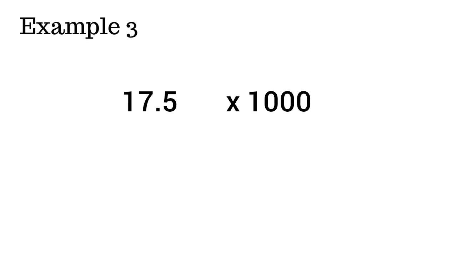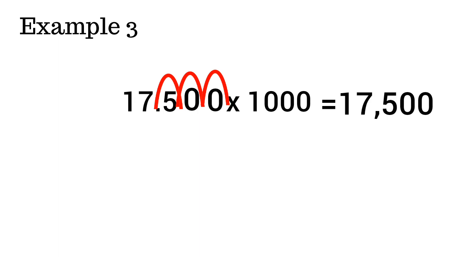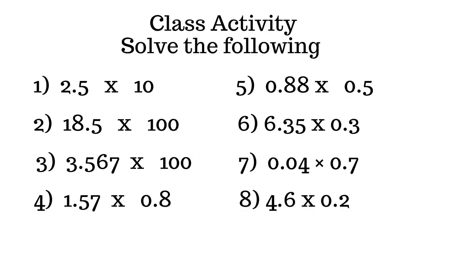Example 3, 17.5 times 1000. 1000 has 3 zeros, so we will move from the initial position 3 times to the right and fill any empty space with 0. So we have 1, 2, 3. When we fill the empty spaces with 0, our final answer is 17,500.